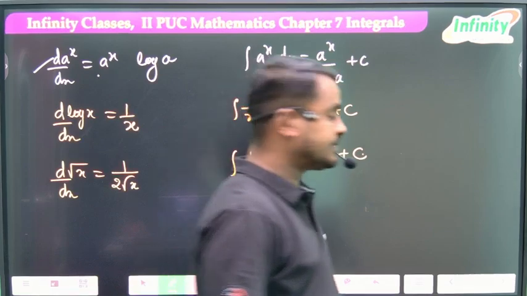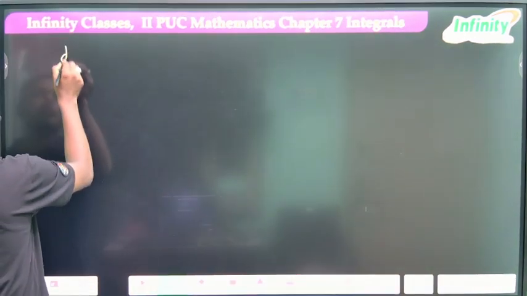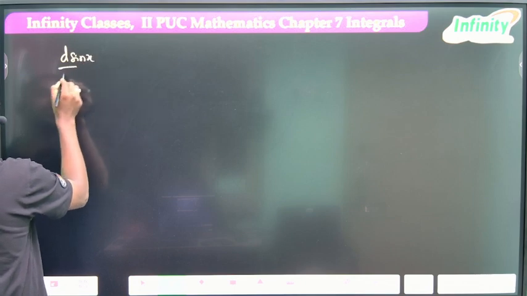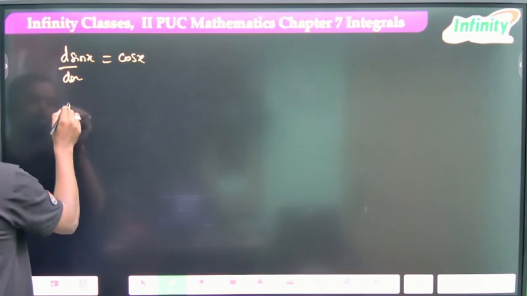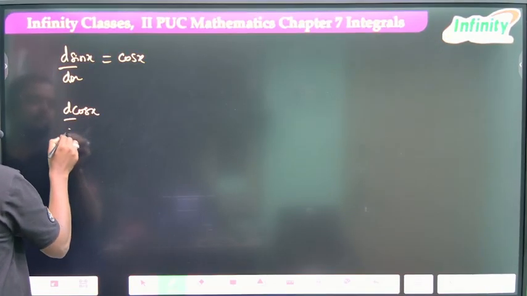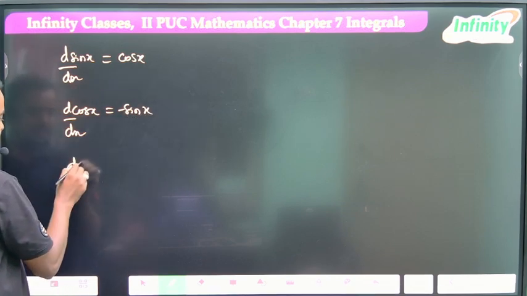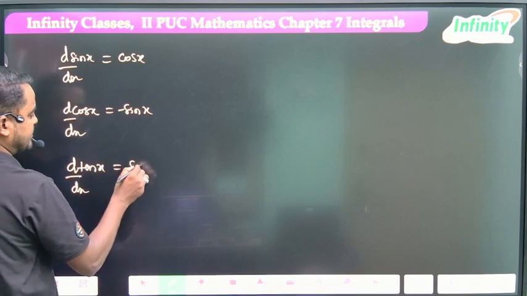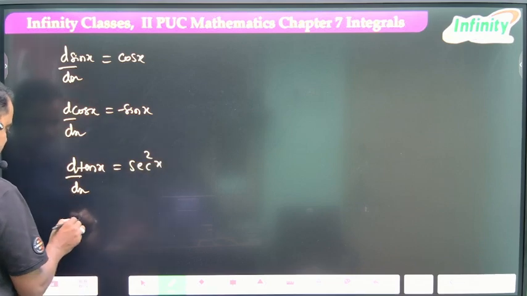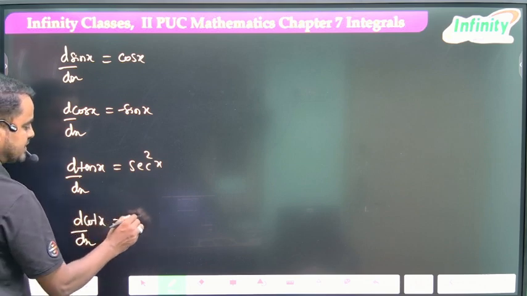Now next one, derivative of sin x with respect to x is what? Cos x. Derivative of cos x with respect to x is minus sin x. Derivative of tan x with respect to x is what? Sec square x. Derivative of cot x with respect to x is what? Minus cosec square x.